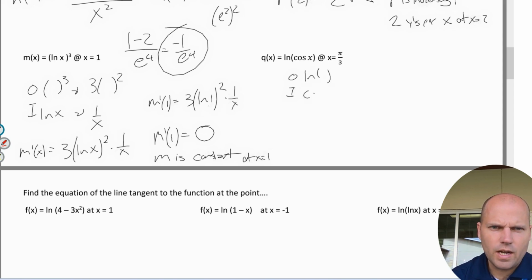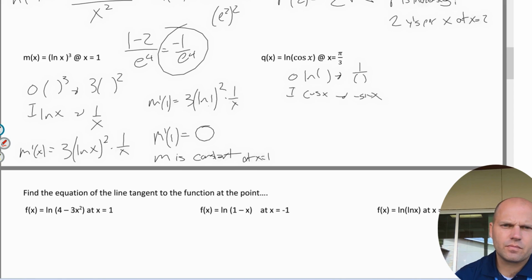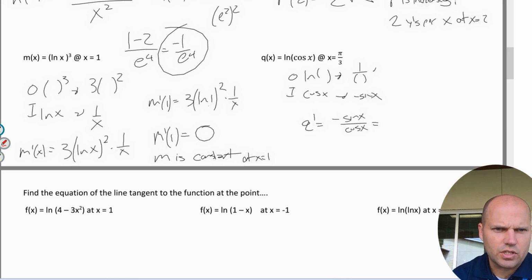Why do I like this one? Watch what's going to happen. 1 over parentheses, cosine's slopes are negative sine. Multiply them together. Negative sine x over cos x, which is negative tangent x.